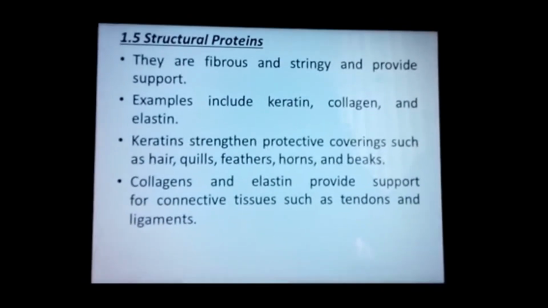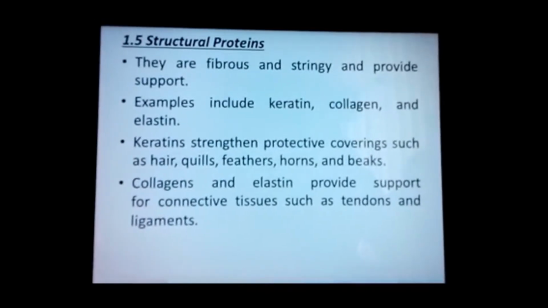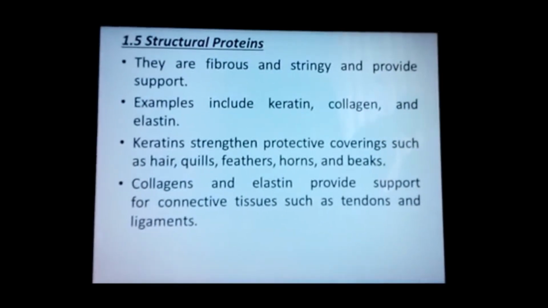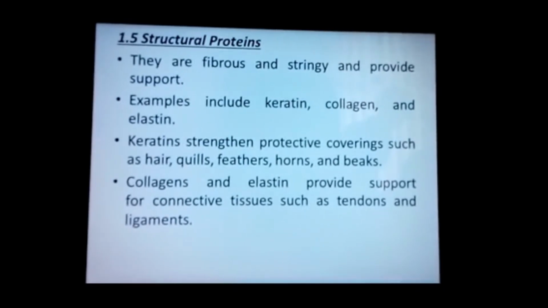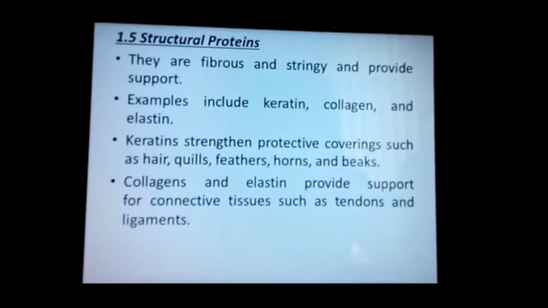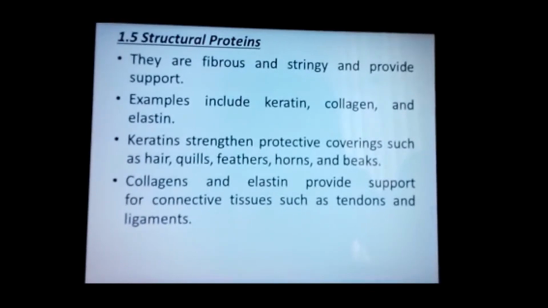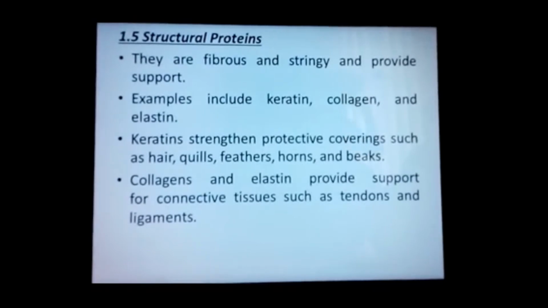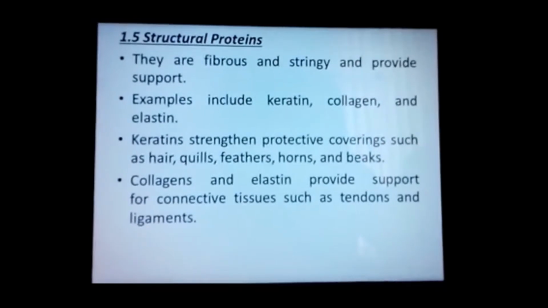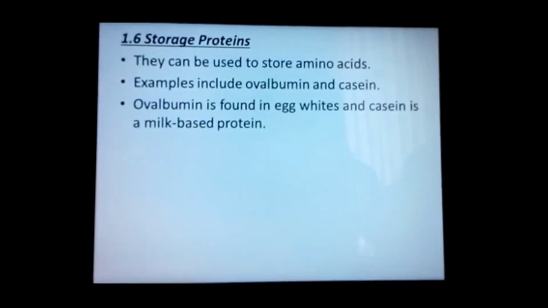Fifth is structural proteins. They are fibrous and stringy and provide support. Examples include keratin, collagen, and elastin. Keratin strengthens protective coverings such as hair, feathers, horns, and hooves. Collagen and elastin provide support for connective tissues such as tendons and ligaments.